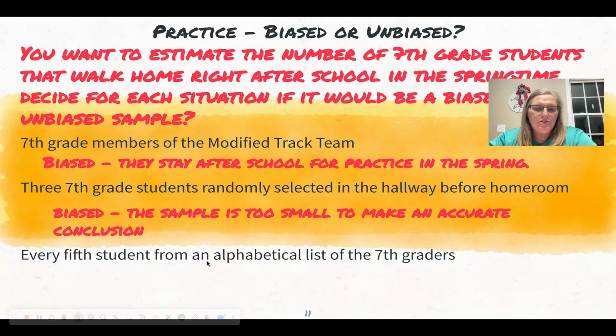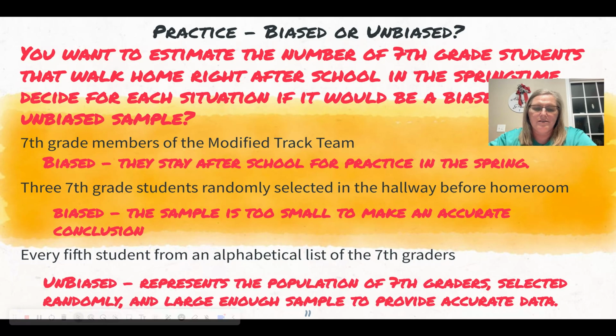All right, every 5th student from an alphabetical list of the 7th graders. I would say unbiased, because if you're doing every 5th student, then that represents the population of 7th graders, selected randomly and a large enough sample to provide accurate data.